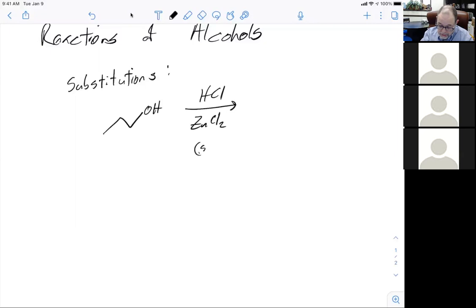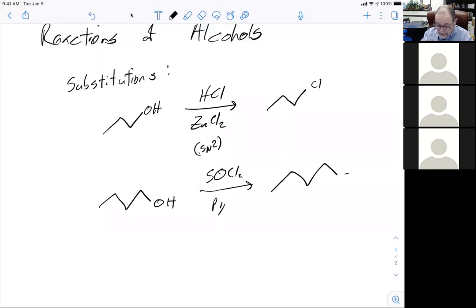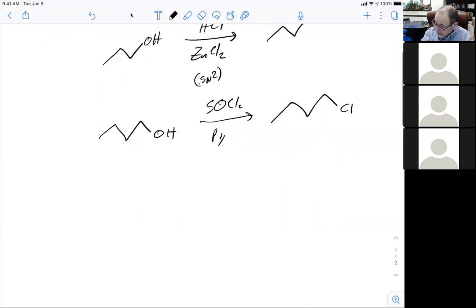This is an SN2 type process, right? We ended up there with that one. We looked at the thionyl chloride with pyridine. And then we ended up with the bromide form of that, which is actually the phosphorus tribromide. And so let's look at the mechanism for that one.